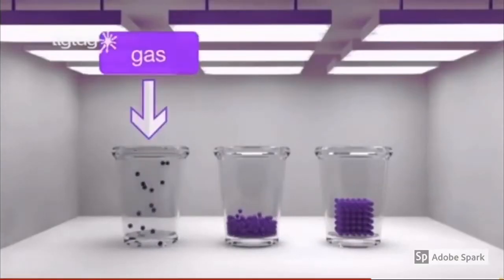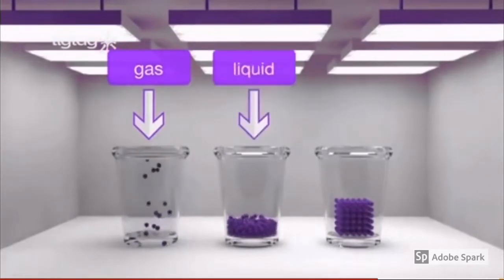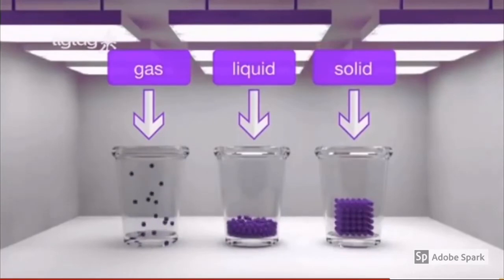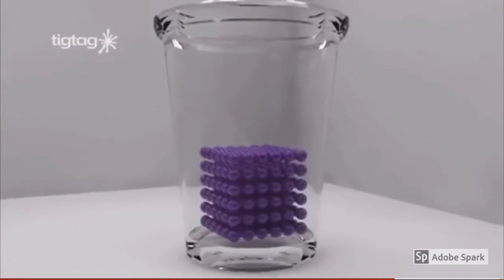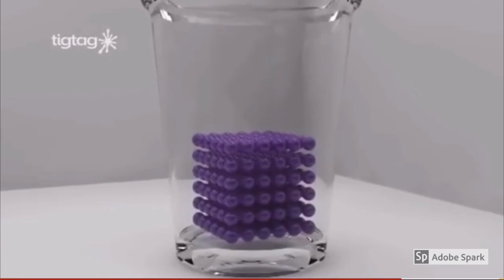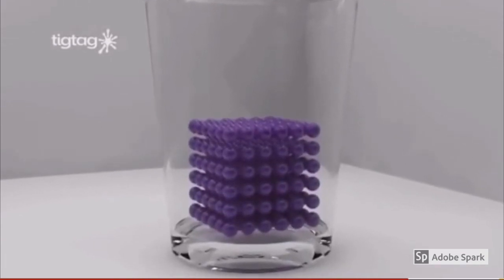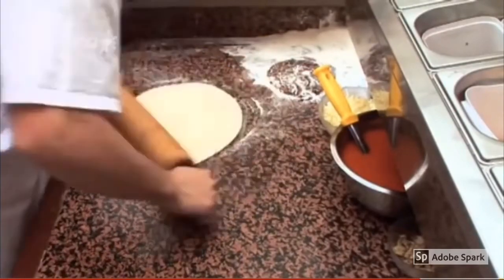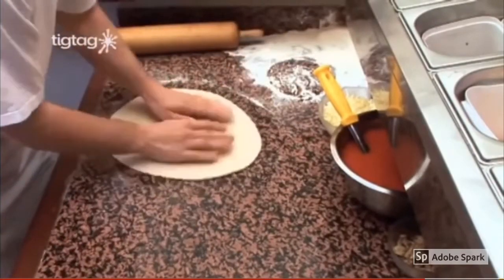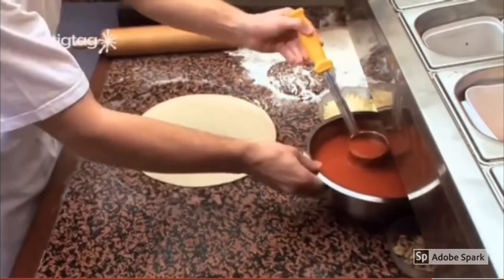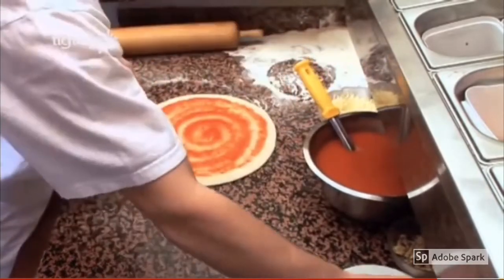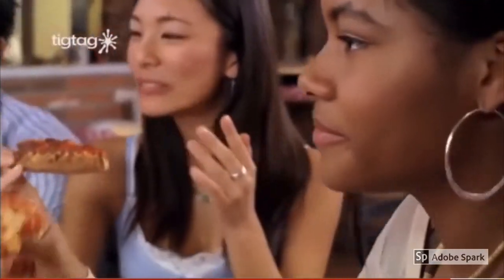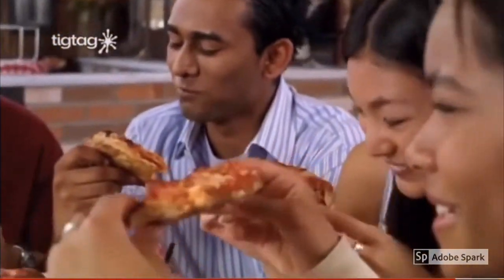Unlike a gas or a liquid, a solid has tightly packed molecules, so it cannot be compressed into a smaller space or volume. If you roll pizza dough, it will get thinner, but it will also get wider. You can't change its volume. The only way to reduce the pizza's volume is to eat it.